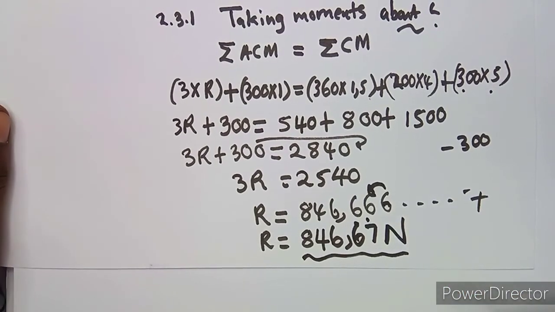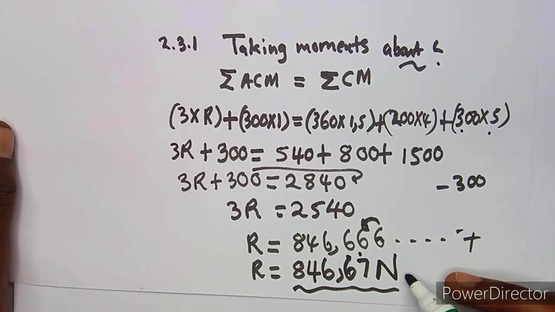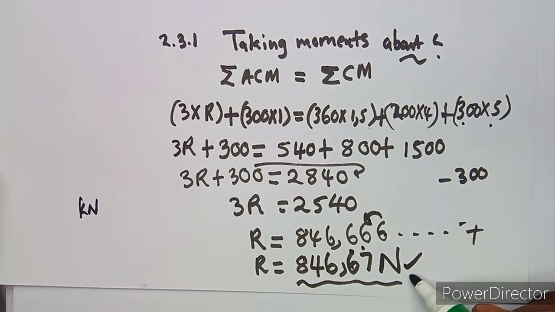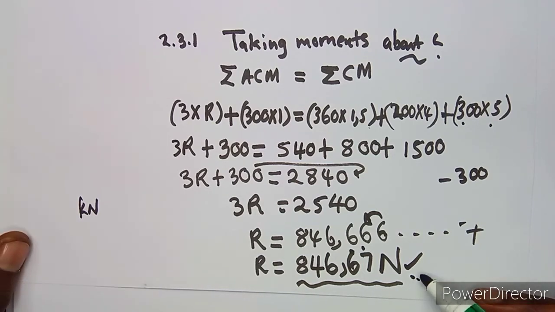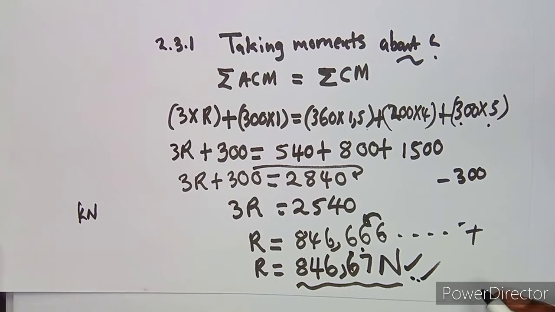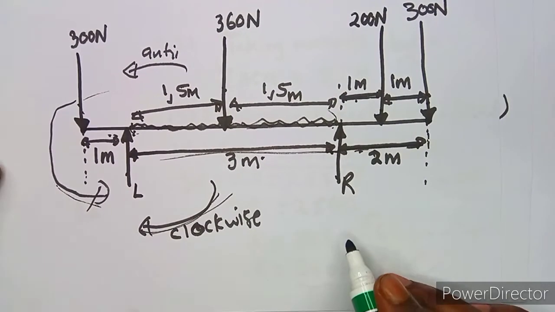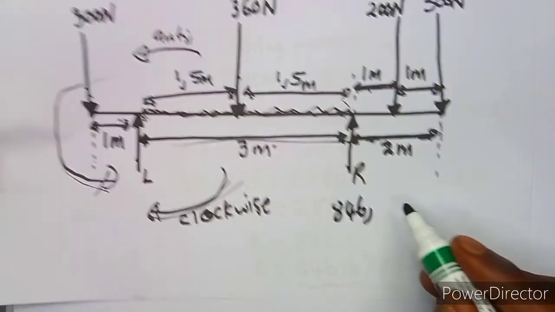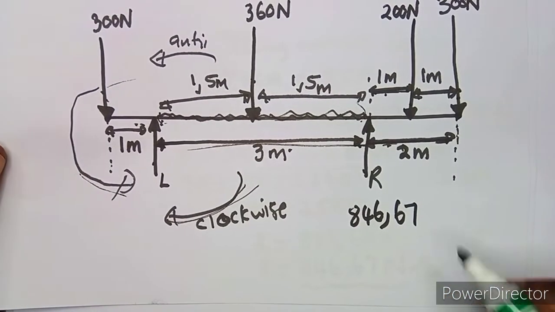Okay, since the other forces were in newtons, so this is going to also remain in newton. If they were kilonewton, this is going to be in kilonewton also, but these were newtons. That is why it has to remain in newtons like that. So that is what you're going to have there as a reaction of the support R there. Then it means our R is now there. All right, 846 comma 67. This is our R there, newtons.